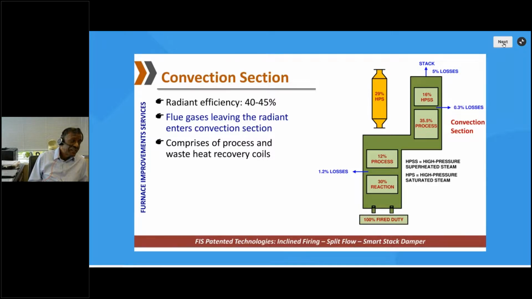As we have said, radiant efficiency is only around 40-45%, out of which 30% is used in the reaction and 12% is used approximately in the process preheating. And then these flue gases leave the radiant section and enter the convection section. In the convection section, we are talking of preheating the process, which again is about 35%. And then 16% is used in high pressure steam generation, the high pressure steam superheater. And then the stack losses are only about 5%.